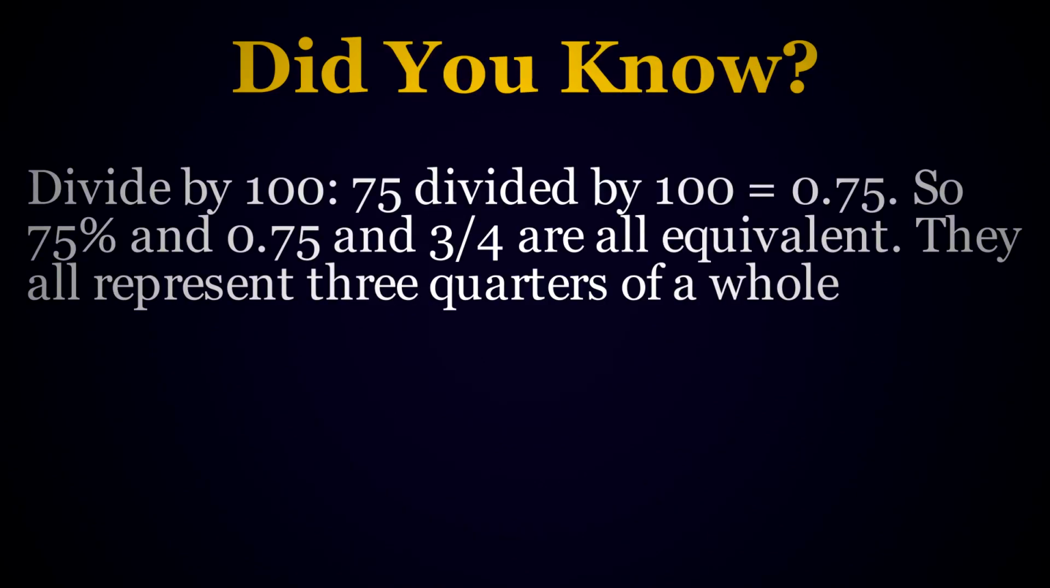Here's an interesting fact. Divide by 100. 75 divided by 100 equals 0.75. So 75% and 0.75 and 3/4 are all equivalent. They all represent 3/4 of a whole.